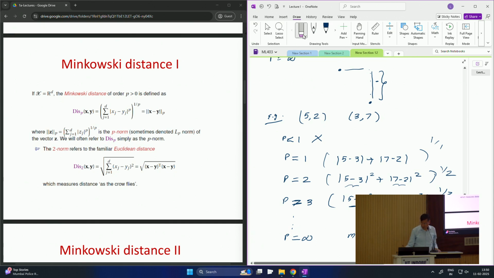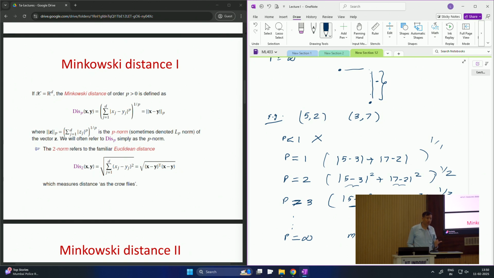Sorry, 7 minus 2. I don't know why I'm writing 3. 7 minus 2, 7 minus 2. So this is 5. 5 is dominating 5 square, 5 cube, and eventually it will be 5. I just randomly picked some value. But the point is, I'm showing you only for 2 dimensions. It could go for much larger dimensions, and then you will realize that the dimension where the difference is the largest starts to dominate your result. That is what it's trying to say.